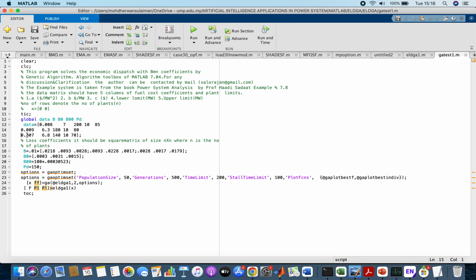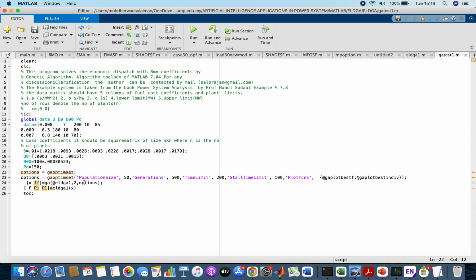For the columns, the first columns are alpha, beta, gamma. The fourth column is the minimum. The fifth column is the maximum. So you have 40 generators. You need to rearrange everything, including this. I think for 40 generators there is no B loss coefficient, meaning that your B is 0. So you need to set your optimset.